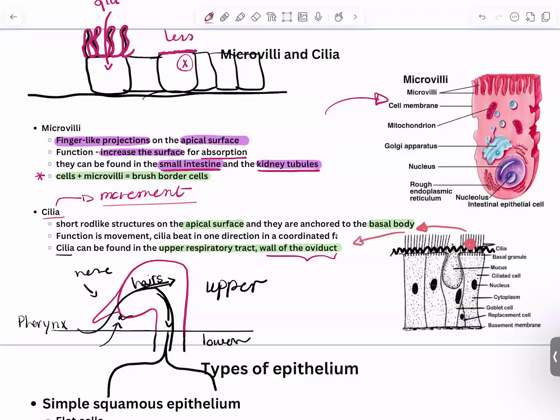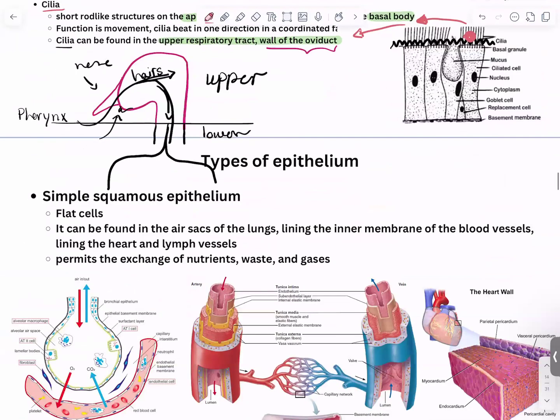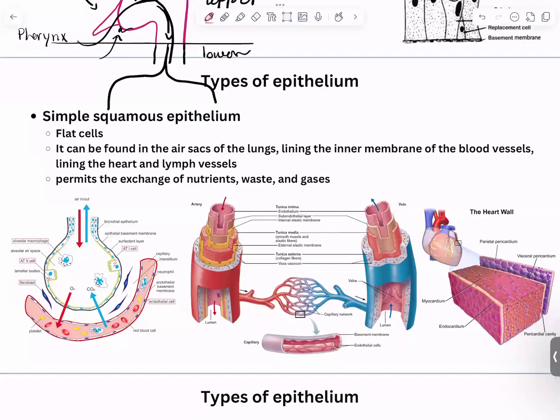Now I want to discuss types of epithelial tissue that we discussed, but I want to give you details. Why? Because you have to know the location. About the simple squamous epithelial tissue: we have flat cells as we discussed, and it's a very common type for transporting in the human body in different locations.